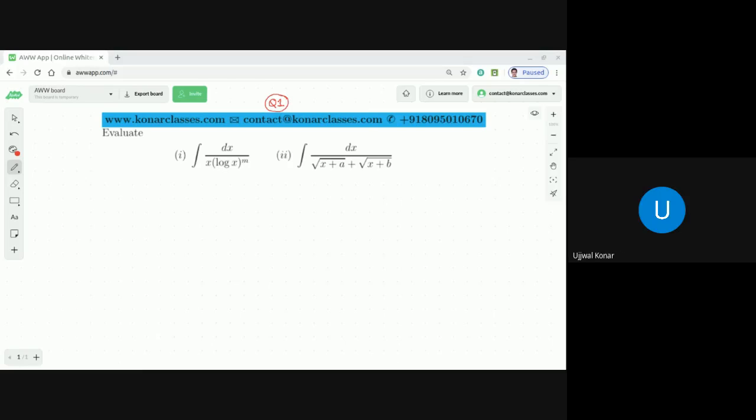So, what is your final answer, Devanshu? log x to the power minus m plus 1 by minus m plus 1, plus C. Yes, plus C. Yes, even I got this. All of you got it? Yes. Disha, Srijita, Mohur, all of you got it? Okay, great.